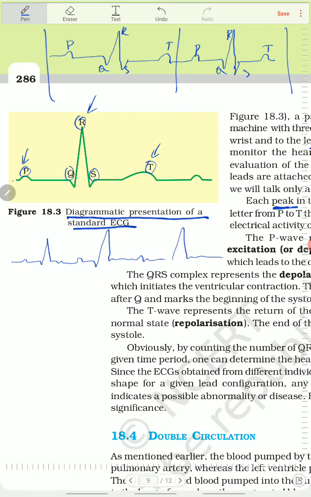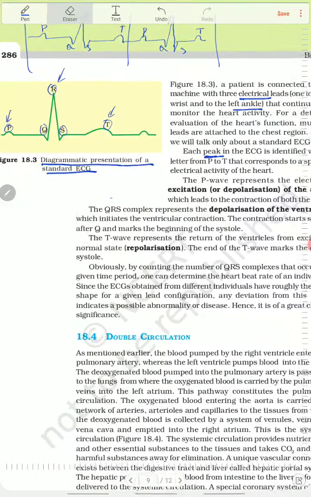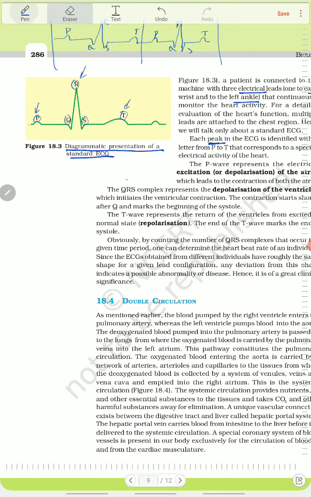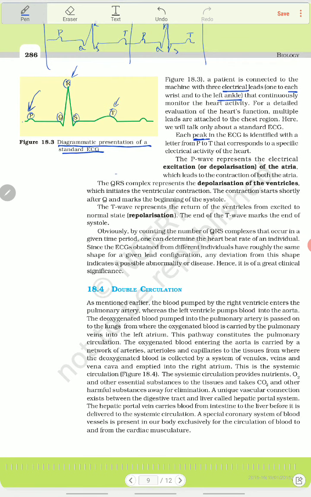In a normal electrocardiogram, if there is any variation in the level of the peaks, that implies that there is a wrongful electrical activity in the heart. So we can understand the functioning of the heart likewise. So now let us see what this P implies. Here this P implies the contraction of auricles, whereas Q and S imply the contraction of ventricles.